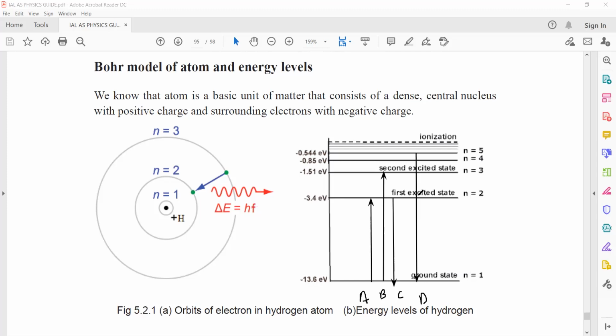So when it is coming down from higher to lower, it will release energy. So D will release the highest amount of energy, or photon with the highest energy. And which one absorbs the highest energy? B is absorption. When it is going from lower to higher, it is absorption, an absorption line spectrum. When it is going from higher to lower, it is an emission line spectrum.